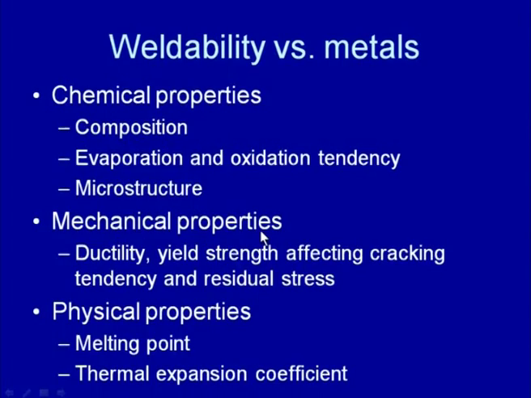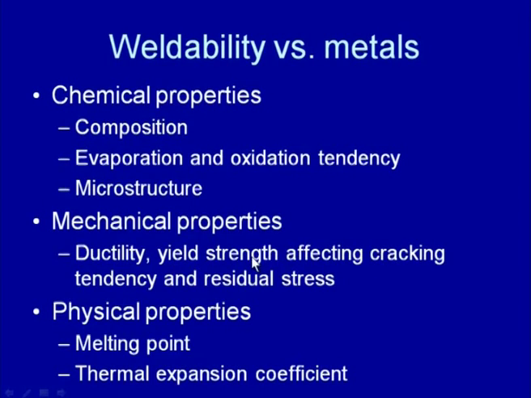Then the mechanical properties like ductility and yield strength will affect the residual stress development tendency, and so the cracking tendency. Metal systems of high ductility and low yield strength develop lower residual stresses, and so reduce the problems related to residual stresses and distortion. At the same time, low ductility and high strength metal systems show greater residual stresses, and so more cracking tendencies.